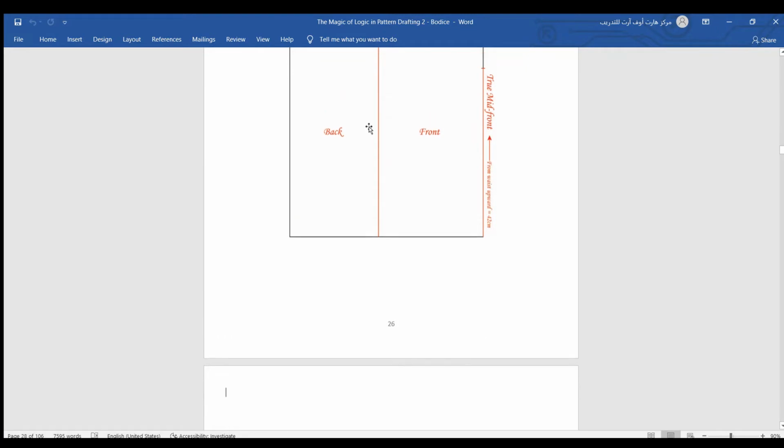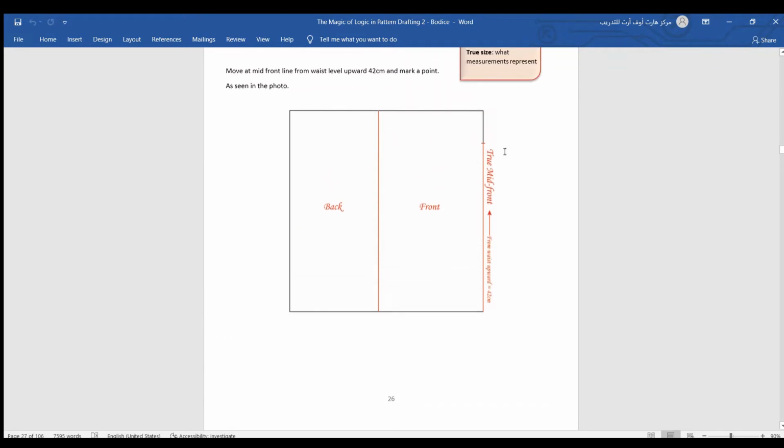As you can see here, that measurement we have taken from the neck notch to the waist, and we didn't forget to take the curvature of the bust. So in total it was 42 centimeters. Since we know it ended at the level of the waist, this is the level of the waist. So from the waist we'll go up 42 centimeters and place a mark, and that mark will show me the true mid front line.